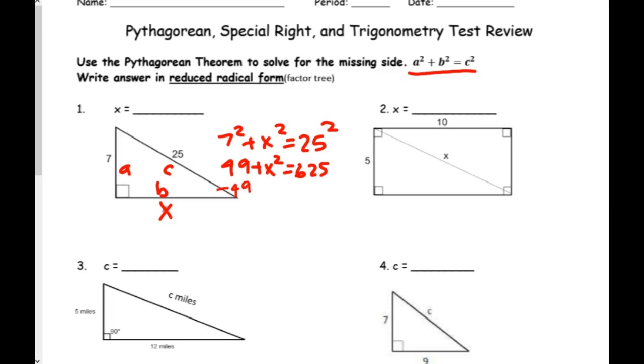We have to get rid of the 49. X squared equals 576. We want to do a square root of both sides to get rid of the square.